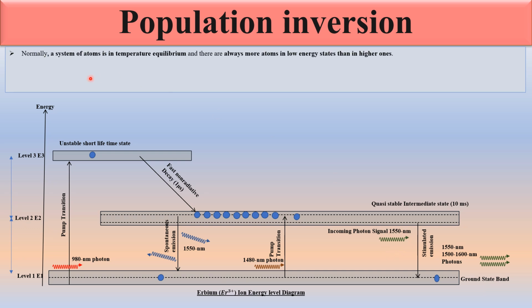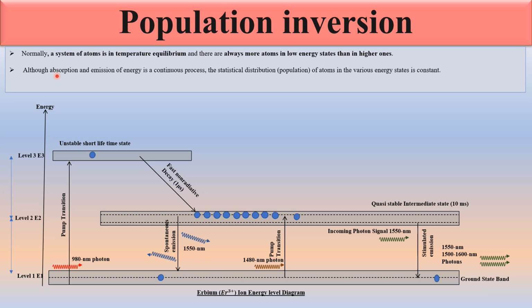Normally, a system of atoms at thermal equilibrium always has more atoms in the low energy state than in the higher energy state, because every system just wants to be in the stable state. So most of the atoms are in the low energy level, or you can say the ground state. Although absorption and emission are continuous processes, the statistical distribution of atoms in various energy states is constant.